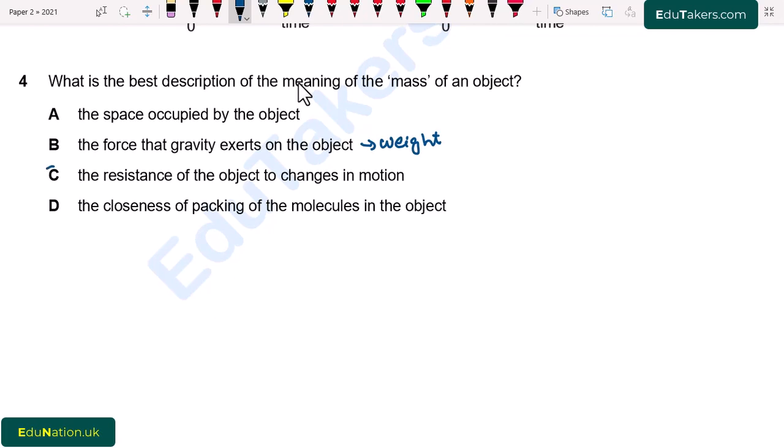So this is correct because mass is actually the resistance of the object to change in motion. D. The closeness of the packing of the molecules in the object. So it is also incorrect. Option C is correct here.